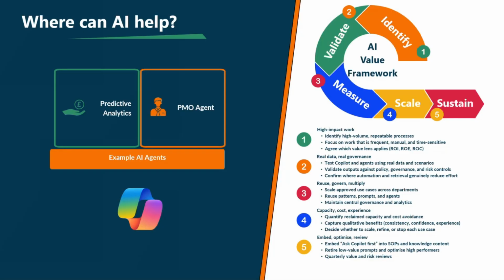So I guess in simple terms, a PMO agent would tell us what's happening. Predictive analytics will tell us what's likely to happen next. And I think if you pair them together, they'll help leaders decide what action to take now. And this is a massive shift from retrospective reporting to proactive portfolio control.